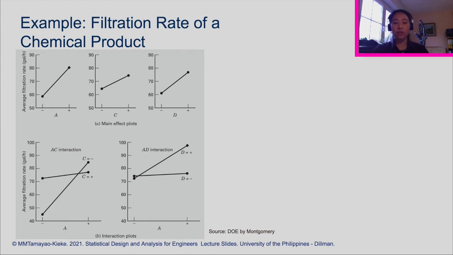Now, this leads us to the conclusion that the best results for the average filtration rate can be obtained with low concentration, which is what the process engineer really wanted, and high temperature. Meanwhile, from the AD interaction plot, we can conclude that the stirring rate can have a large positive effect at high temperatures. And so from this analysis, we can conclude that the best filtration rates can be obtained at high temperature and stirring rate and low formaldehyde concentration.